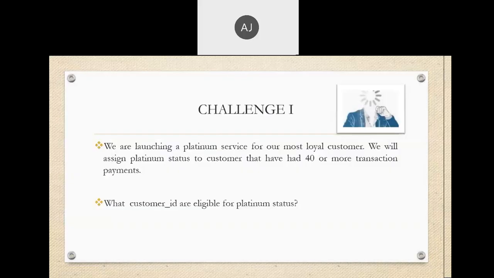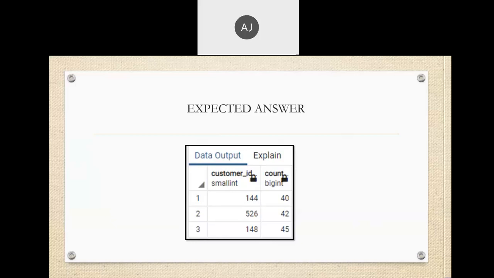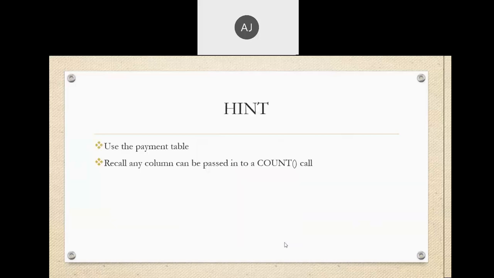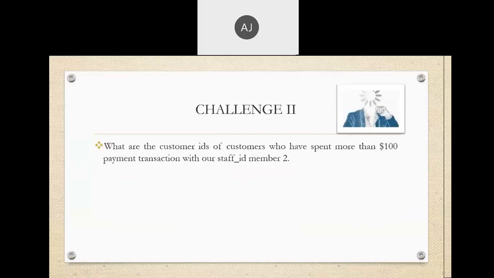Okay, so this is the expected answer: 144, 126, 148, 40, 42 and 54. So I have given the hint, solution, challenge 2. So you just need to do that challenge. What are the customer IDs of customers who have spent more than 100 in payment transactions with our staff ID member 2? This is a bit confusing, but if you solve this, your concepts will be completely clear. Assume that.